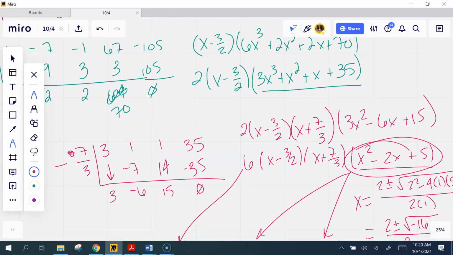No, that was not linear. It said linear and irreducible quadratic factors. So if it got down to a quadratic that wouldn't factor, you could leave it at that point.